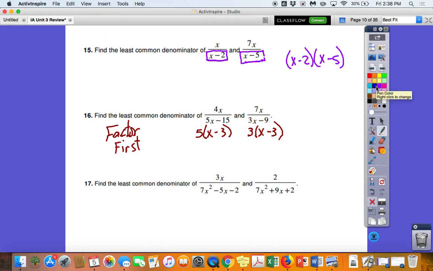So I need to make sure I have an x minus 3. Now that covers both of these. But I also need a 5 and also need a 3. Well, you can multiply those together. That gives me 15. So the 15 covers the 5, covers the 3, and so you got everybody's covered.